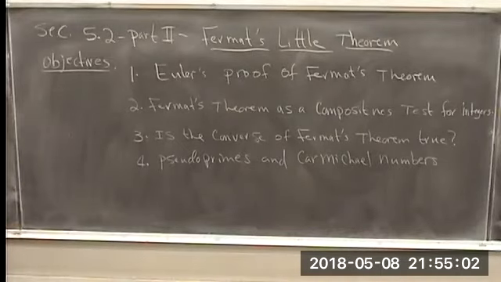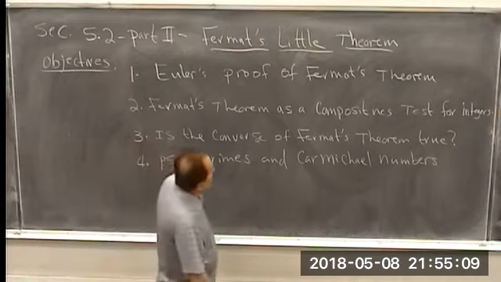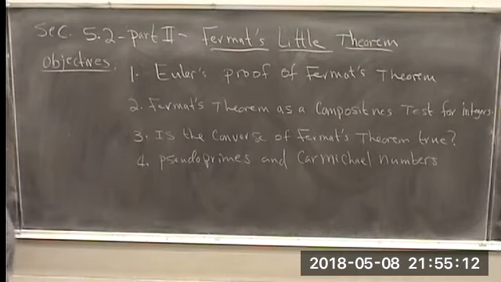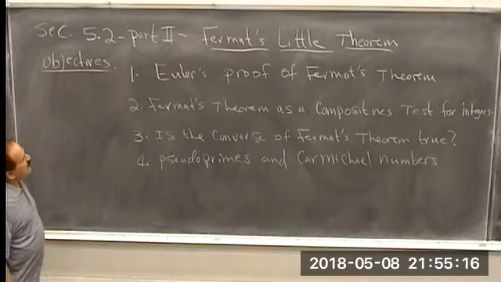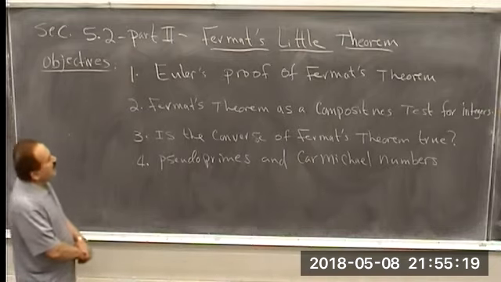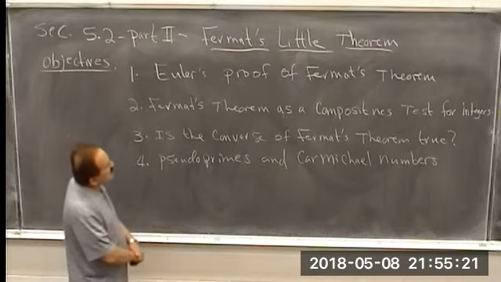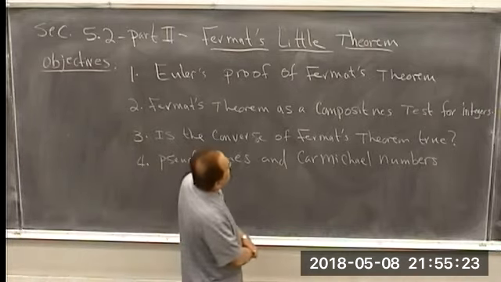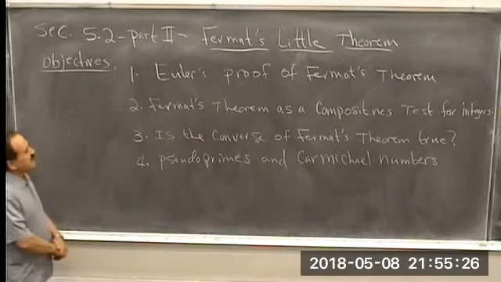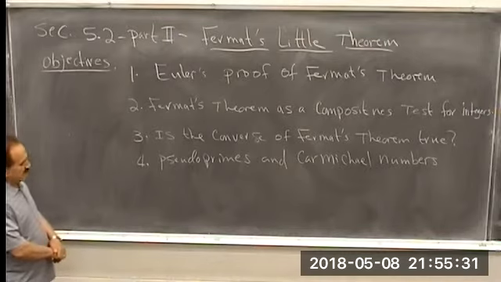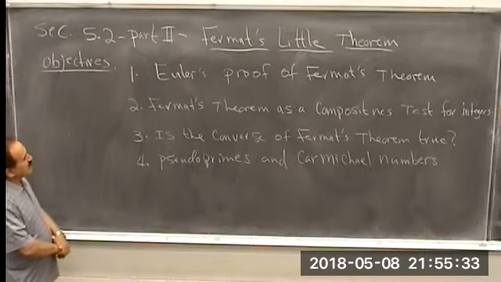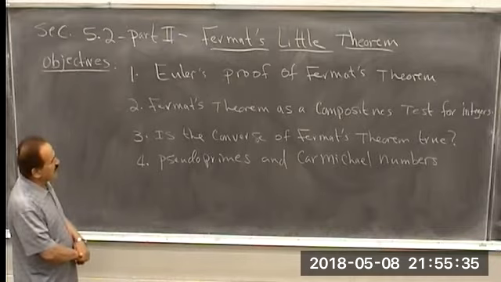Okay, so this is a continuation of section 5.2 on Fermat's little theorem. The objectives of this lecture: we're going to give another proof, given by Euler. As you know, when Fermat stated the theorem, he did not actually provide a proof for it. The proof was given by Euler, so we're going to look at Euler's proof of Fermat's theorem.